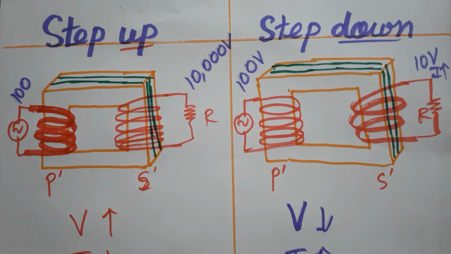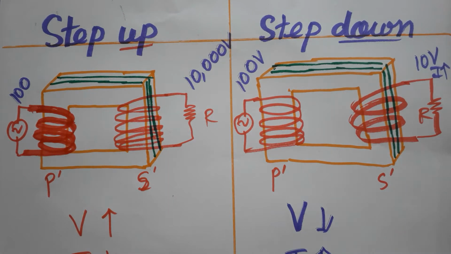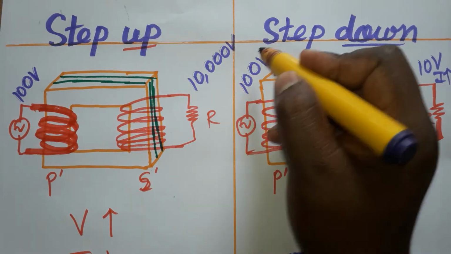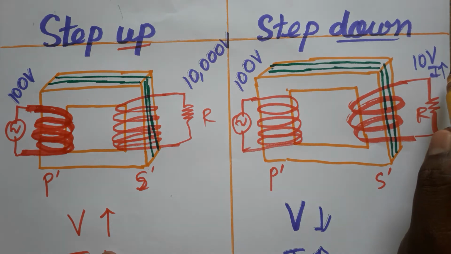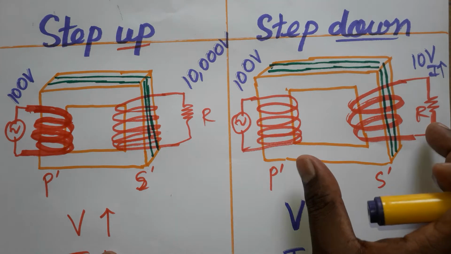For example, if we have 100 volt, step up will increase it to 10,000 volt. At the same time, in step down, 100 volt will be decreased to 10 volt. That is step down, and that is step up.